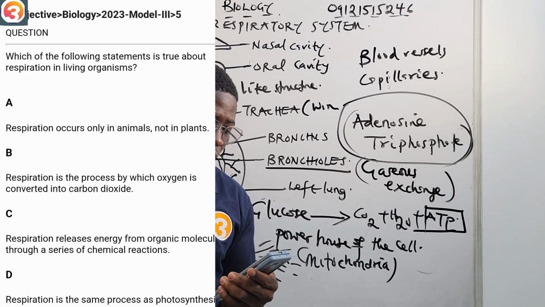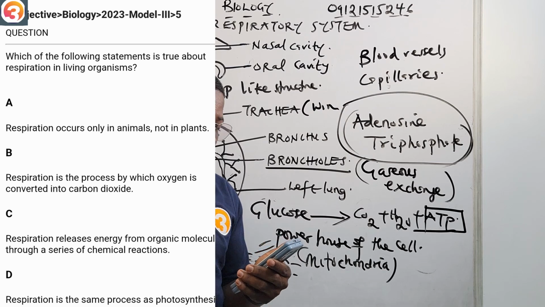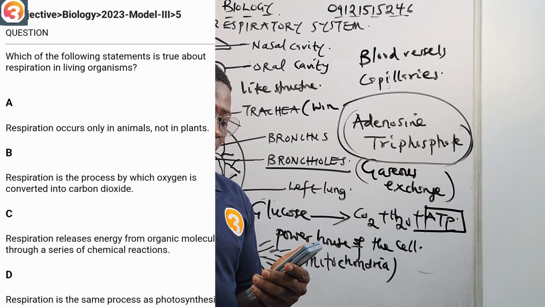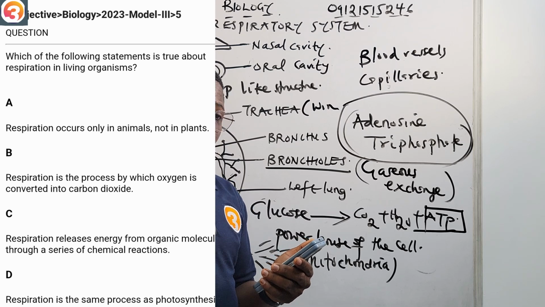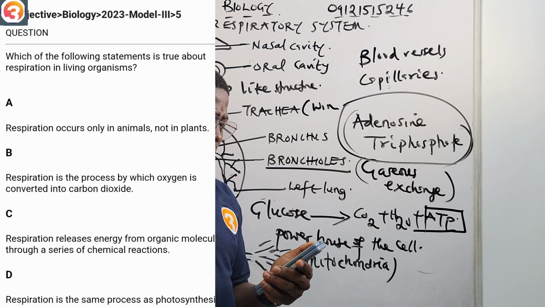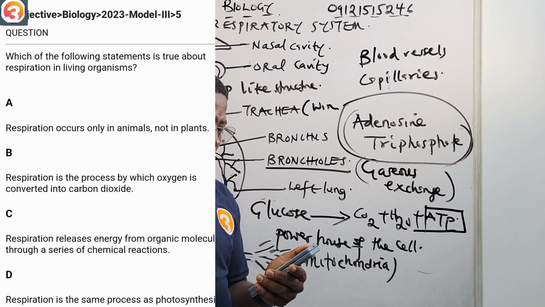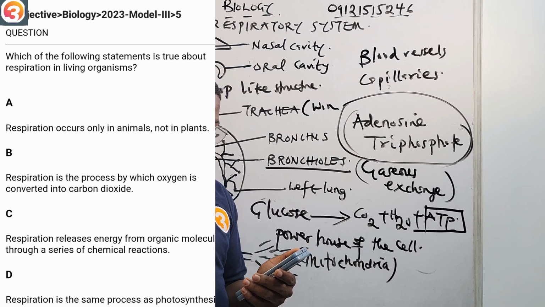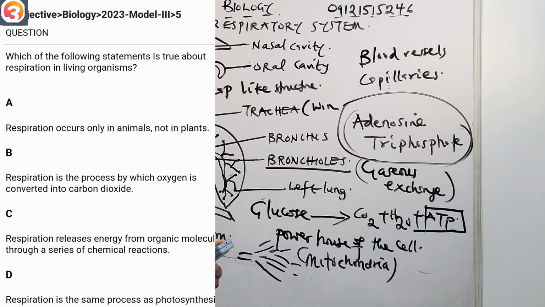2023 number 5 says which of the following statements is true about respiration in living organisms? A says respiration occurs only in animals, not in plants, which is very wrong. B says respiration is a process by which oxygen is converted into carbon dioxide. No, that's not what respiration is. C says respiration releases energy from organic molecules through a series of chemical reactions, which is very correct. D says respiration is the same process as photosynthesis. Are they the same? No. The correct answer is option C.